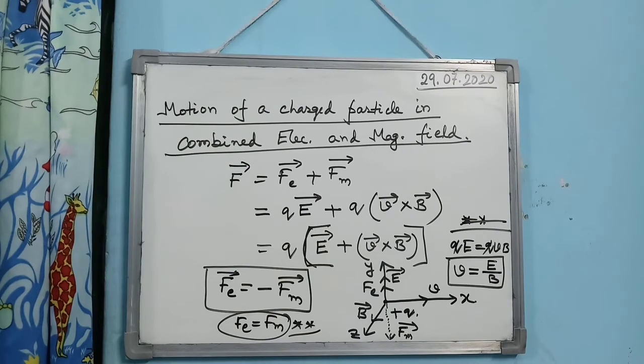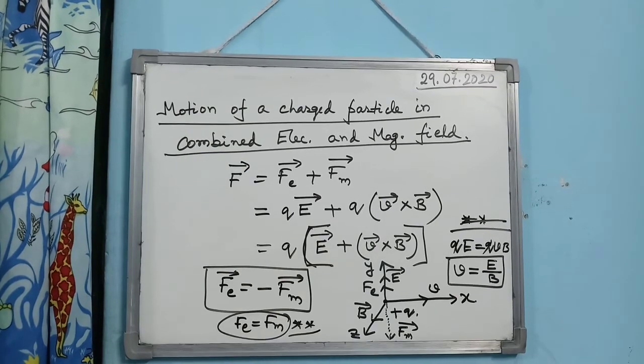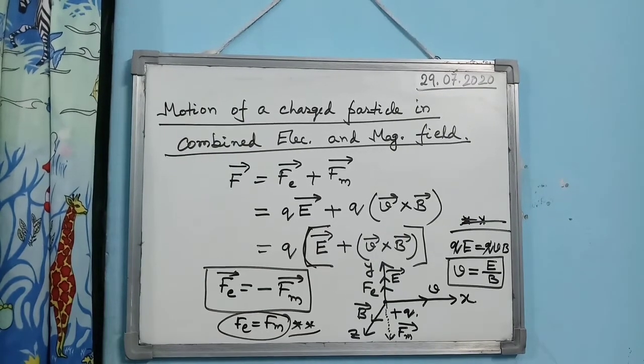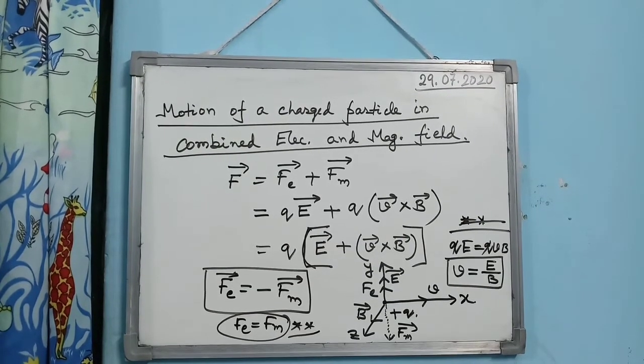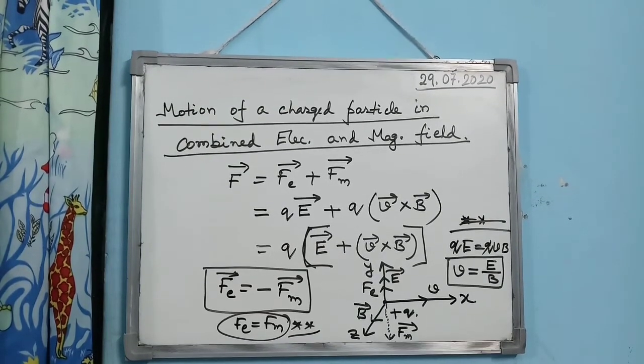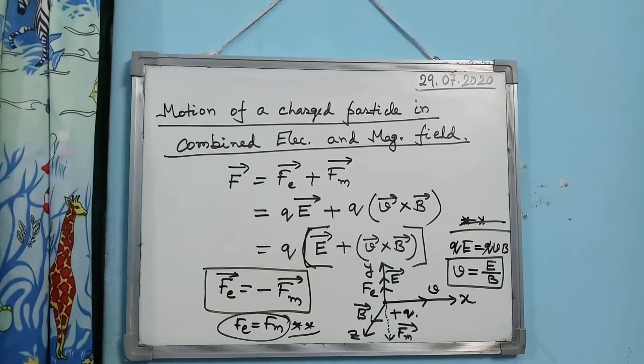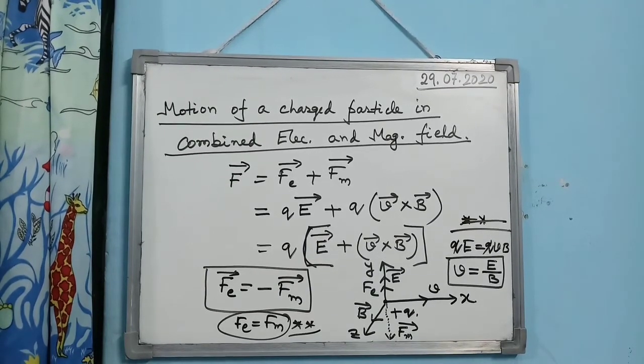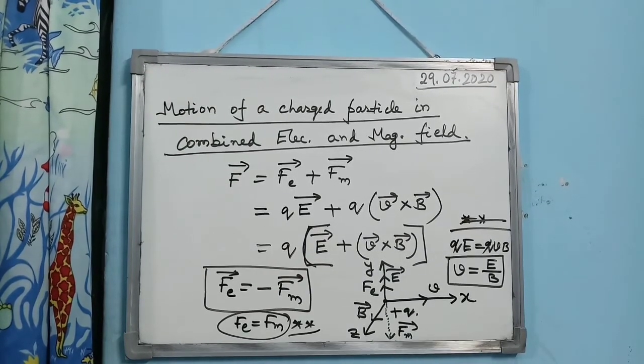And this kind of electric and magnetic field, you see in this case, electric and magnetic field both are perpendicular to each other, and the particle is also moving perpendicular to both E and B. This kind of electric and magnetic field is known as crossed field. Alright, although I will repeat the same concept in the next topic.